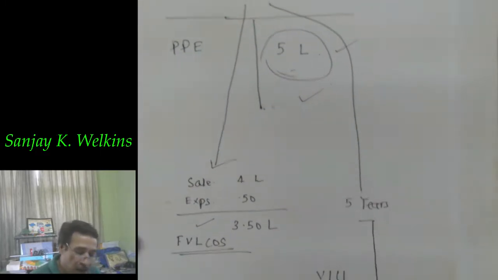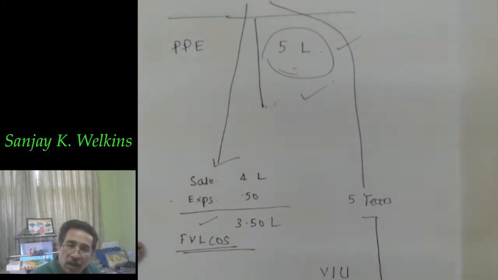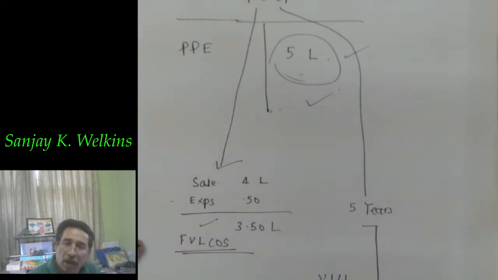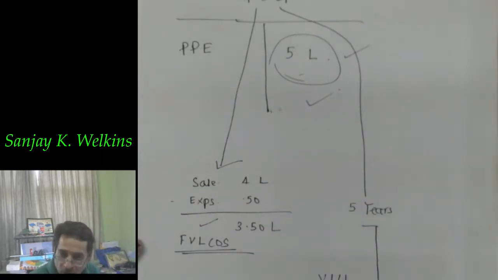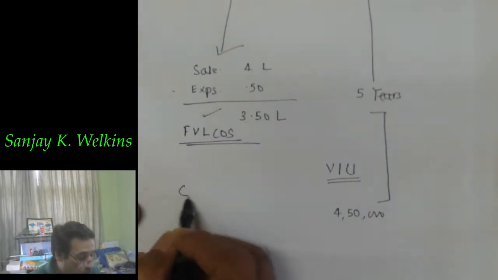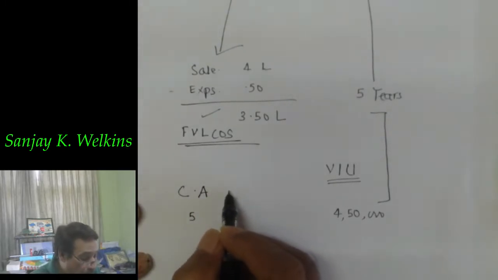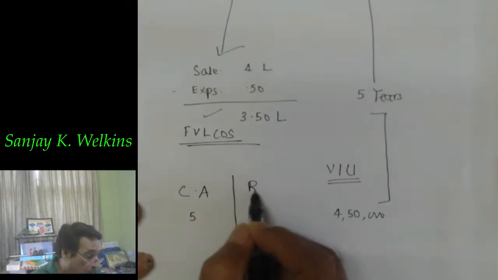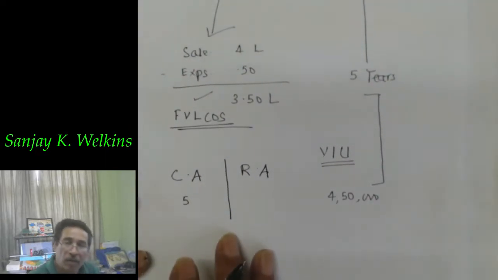This particular standard, as we will see, asks the entities to keep on testing their assets for impairment losses, because you might be reflecting the item at a particular value, but the actual value might be different. So how to compute the impairment loss? In order to compute the impairment loss, we need to compute the carrying amount, which is 5 lakh, and we have to compare it with the recoverable amount. Recoverable amount, I will let you know later on, it is the rough work, don't worry about that.